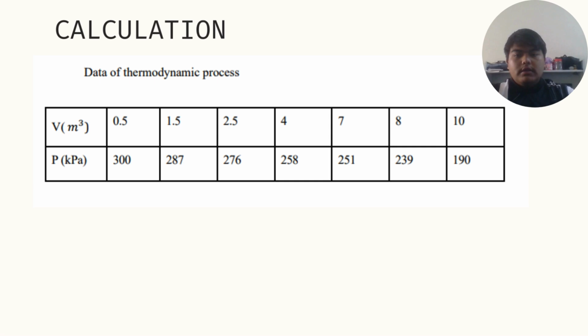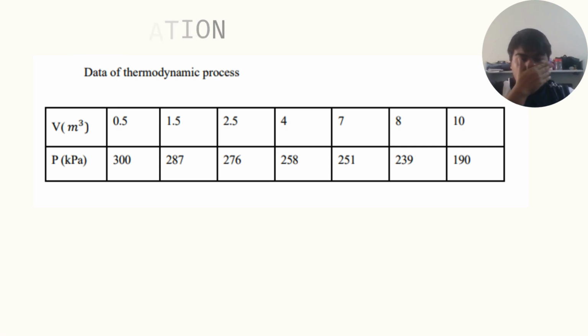This is the data from a thermodynamic process. So the pressure is 300 Pascal and the volume is 0.5 cubic meters, 287 at 1.5 cubic meters, 276 at 2.5 cubic meters, 258 at 4 cubic meters, 251 at 7 cubic meters, 239 at 8 cubic meters, and 190 at 10 cubic meters.